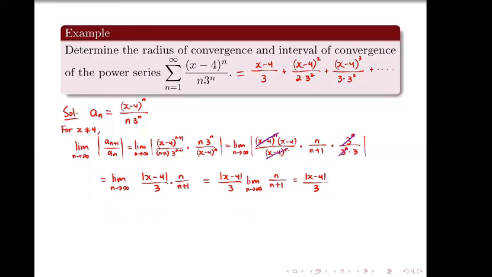And we want now to satisfy the conclusion of the ratio test. More precisely, we want this limit here to be less than 1. So if we can choose our x such that this is less than 1, then the series will converge. But that means the absolute value of x minus 4 will be less than 3.